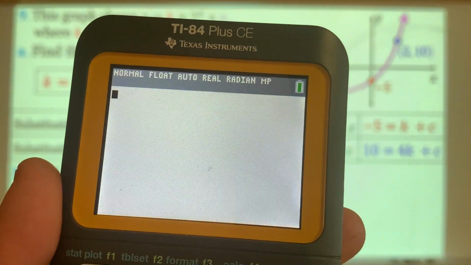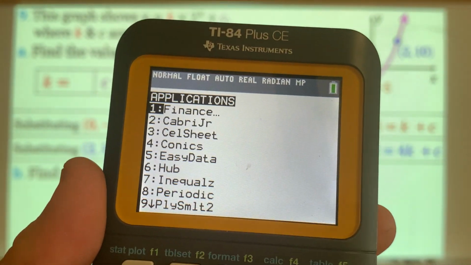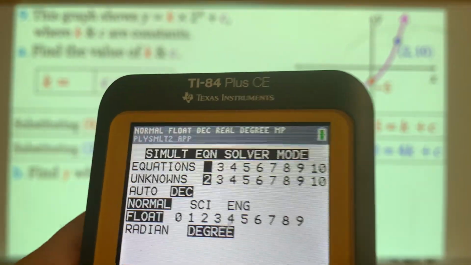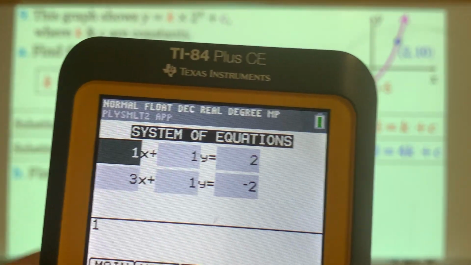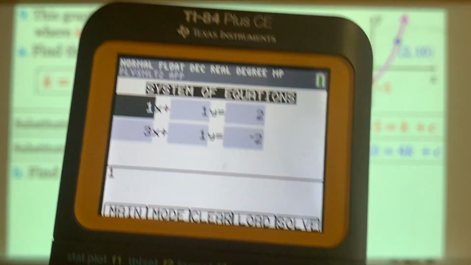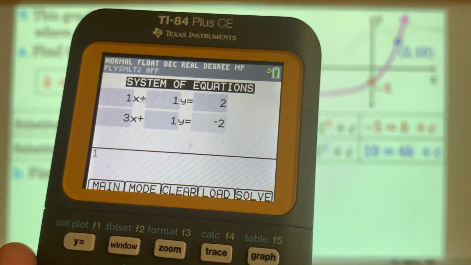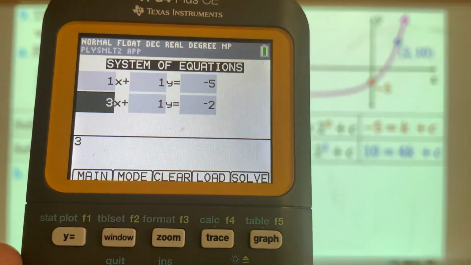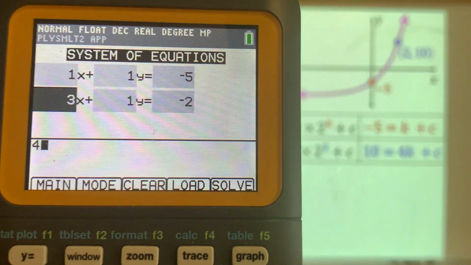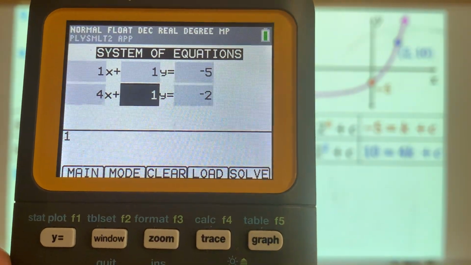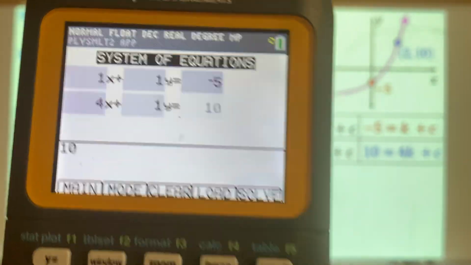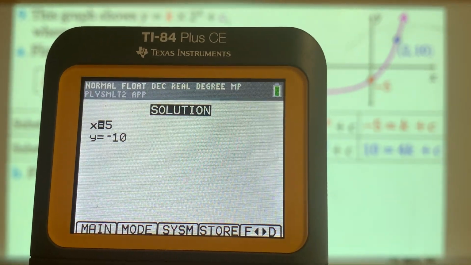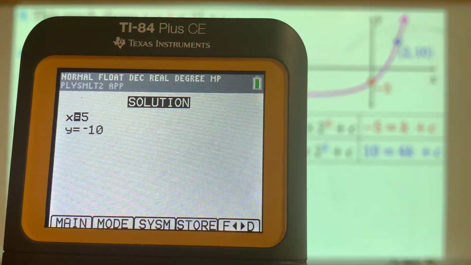All right, so I go to apps. I just press number 9 to get down there quick, then the simultaneous equation option, and I press 2. Two unknowns, two equations. I've got all my stuff in there from last time, but that doesn't matter. I'm just going to enter 1, 1, -5. This one is 4, 1, 10. I hit solve. I get k equals 5 and c equals -10.